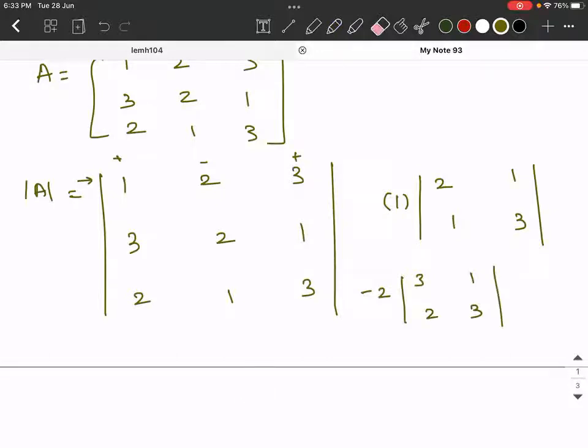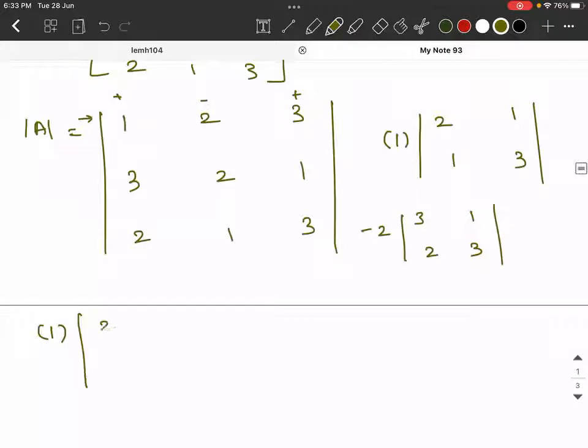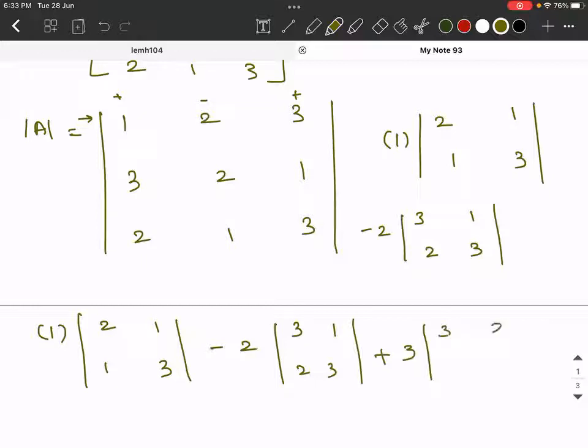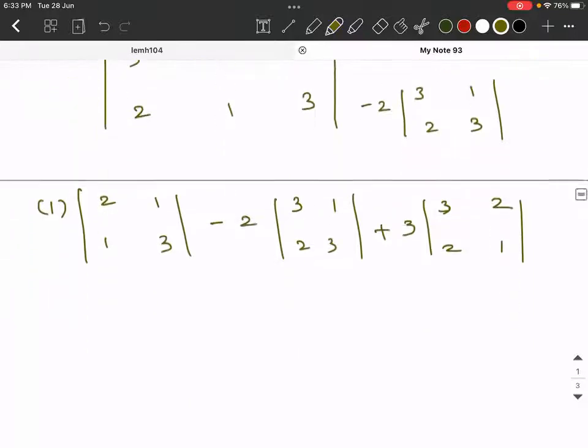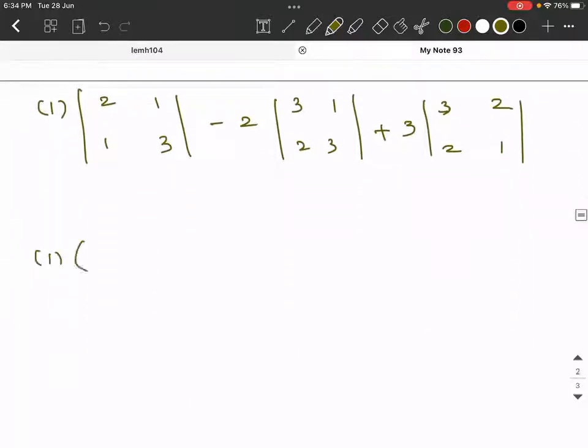I'll write it at the bottom so that you will get it in one line. I'll start again. 1 into determinant of 2, 1, 1, 3, minus 2 into determinant of 3, 1, 2, 3, plus 3 into determinant of 3, 2, 2, 1. You will hide this column and this, so 3, 2, 2, 1 is what you're left with. Any doubt in this? Right? That is why they say the expansion of a third order matrix is generally done by taking determinants of second order.